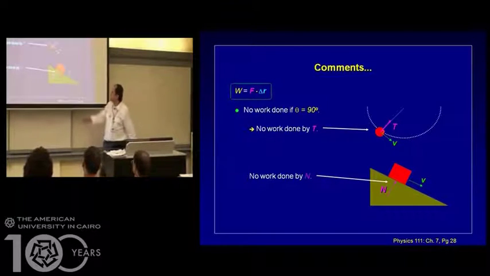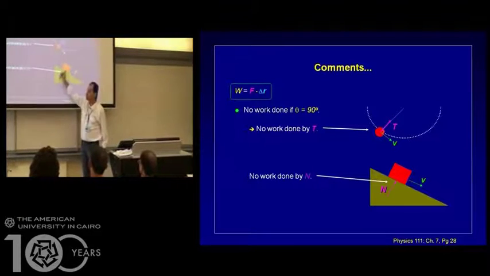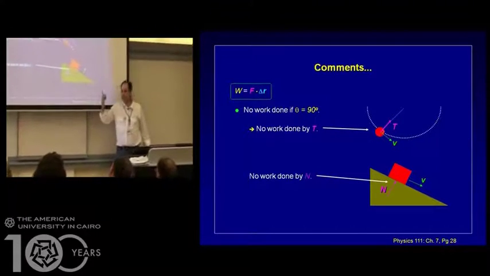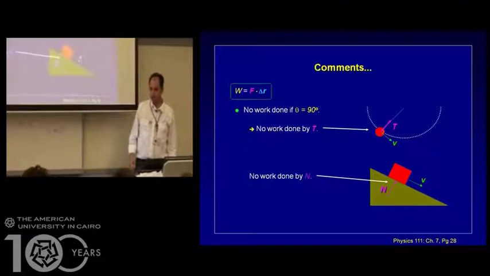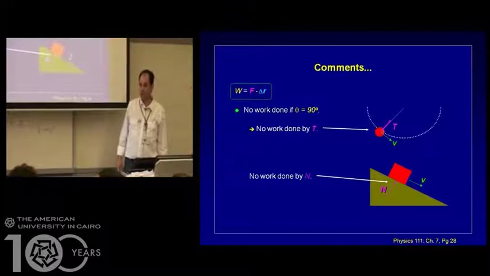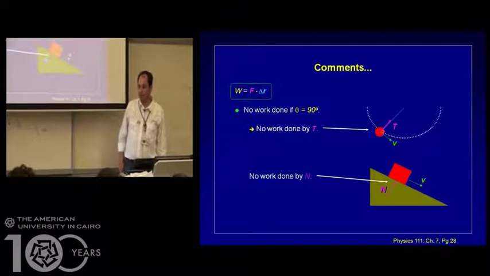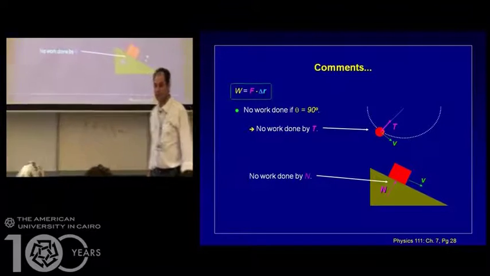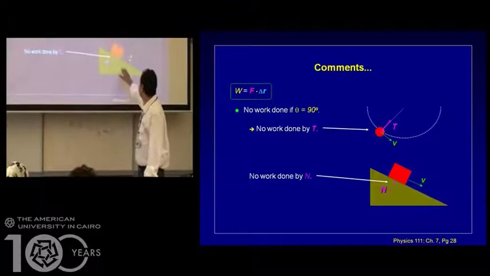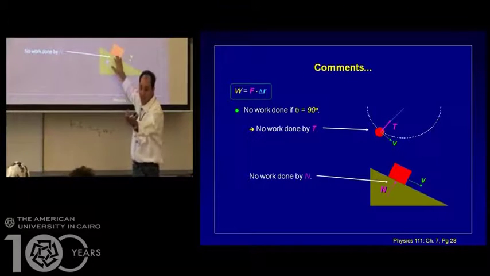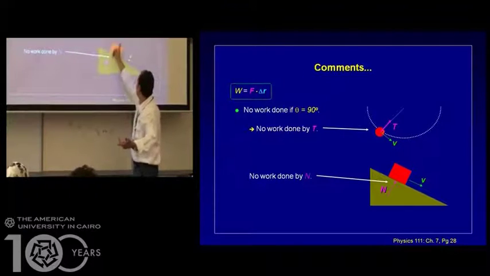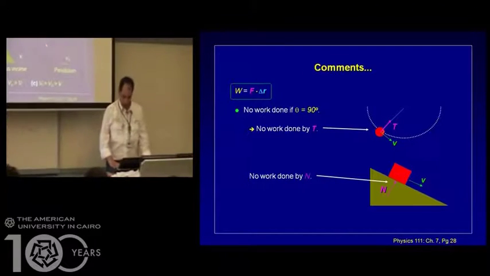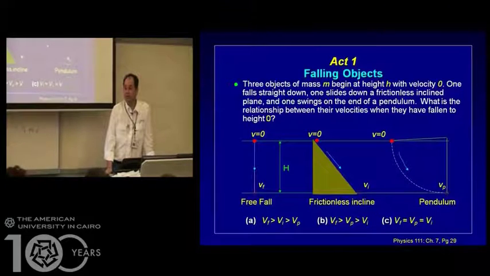If this is the displacement, normal force is always perpendicular to the surface. That means that the work done by the normal force in that case is going to be 0 as well. Yeah, but you have to understand that it's 0 because the normal force is always perpendicular to the direction of the motion.